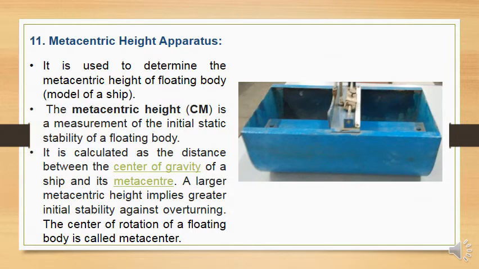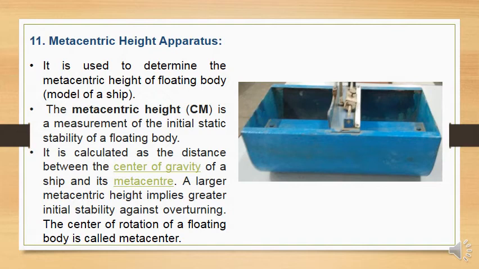Then is 11th, the metacentric height apparatus. This is also very important. So what is metacentric height? It is the measurement of the initial static stability of a floating body. So whenever stability is required for a boat, this metacentric height apparatus is very important to determine the stability of the floating body within the water.